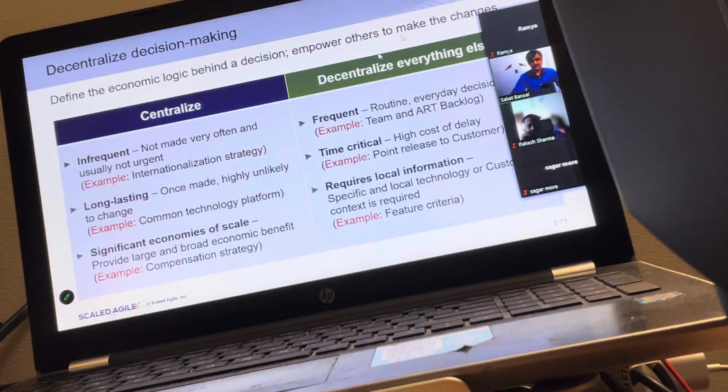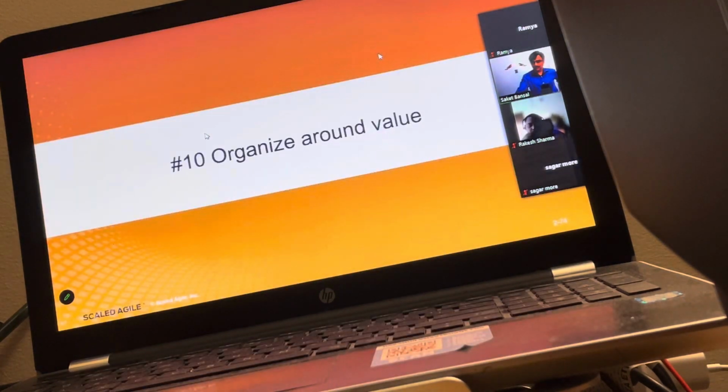From exam perspective, please do remember these keywords. You are expected to get it. The decisions which are frequent and time critical should be dash, centralized or decentralized. You can say decentralized. The decisions which are infrequent and long lasting should be centralized. That's the exam tip for you. Any question, comment before I talk about the final one?